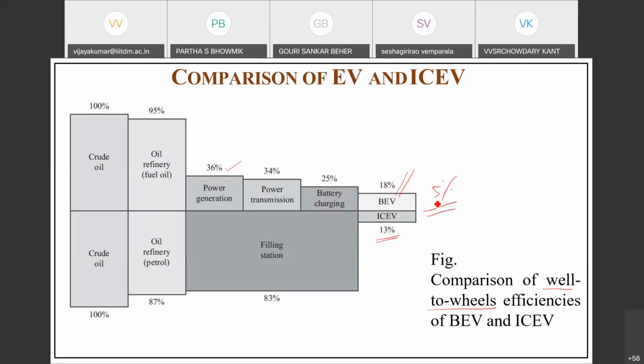So that's what people are preferring to go for electric vehicles. Even every government is also focusing on moving into the electric vehicle concept. So this 5% is a huge number. If you consider the whole, the 5% is a huge number. So that's what people are working towards the EVs.